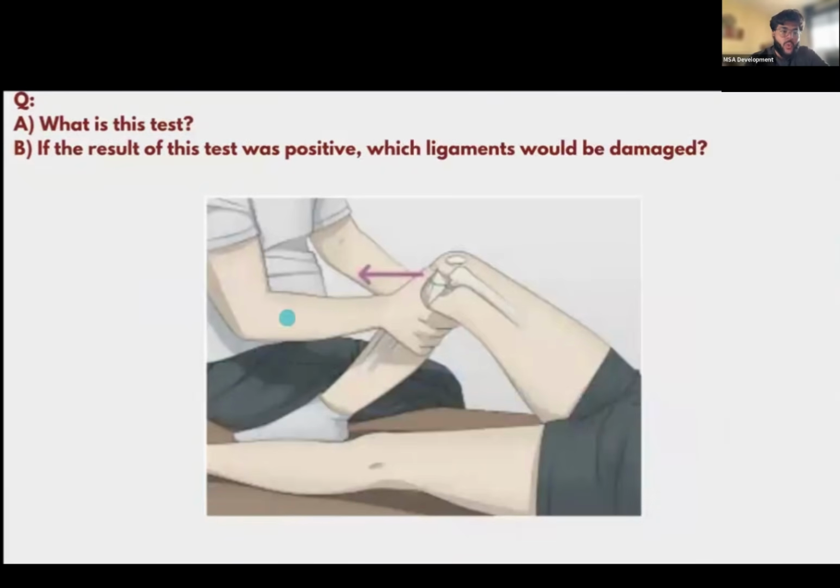Moving on, what is this test shown, and if this test is positive, what ligaments could be damaged? Again, look at this carefully. You see the tibia being moved anteriorly, so that means this is damage to the anterior cruciate ligament. So this test is testing the anterior cruciate ligament, and its name is the anterior drawer test. You're pulling it anteriorly, so anterior drawer test. You flex the knee at a 90-degree angle and pull the tibia anteriorly to test for the anterior cruciate ligament.